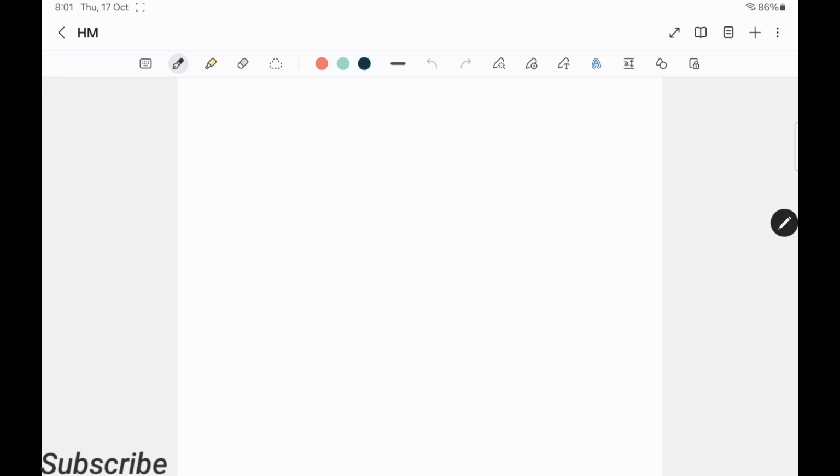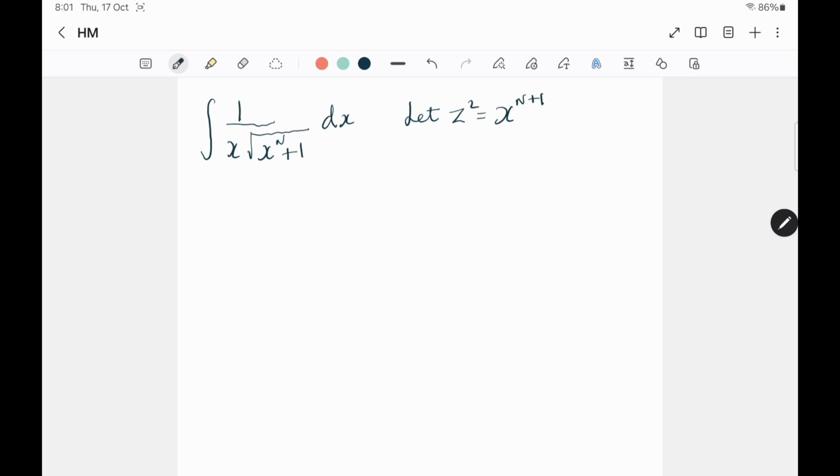Right, I'd just like to do a couple of integrals which look a little bit difficult at first sight, but with the right substitution they come out in not too bad a fashion. This is the first of them, and what I'm going to do is let z squared equal the piece under the square root sign, x to the n plus 1.